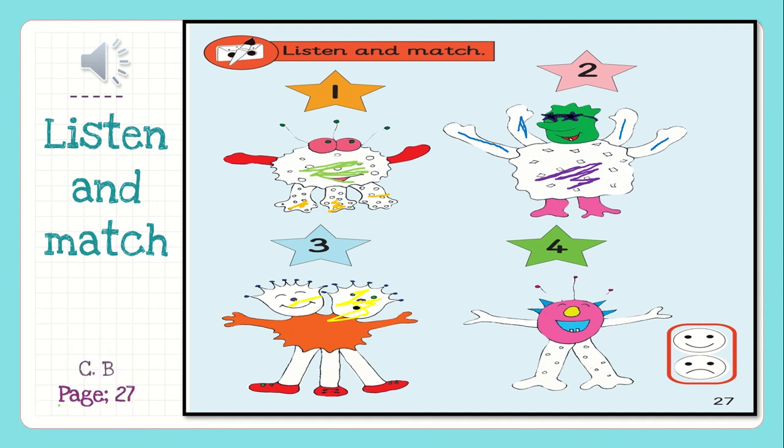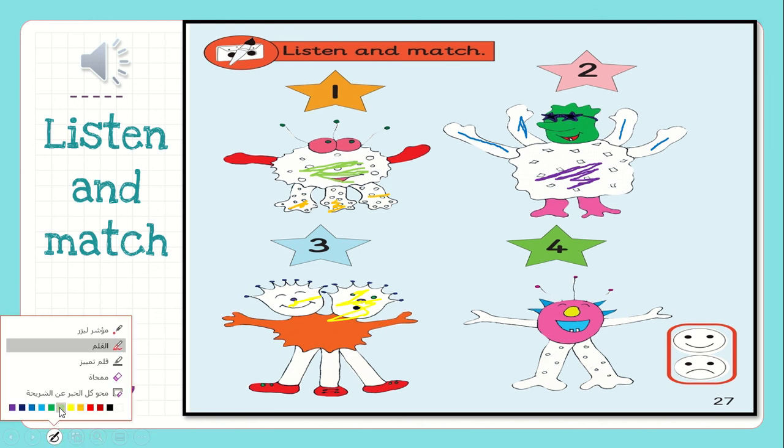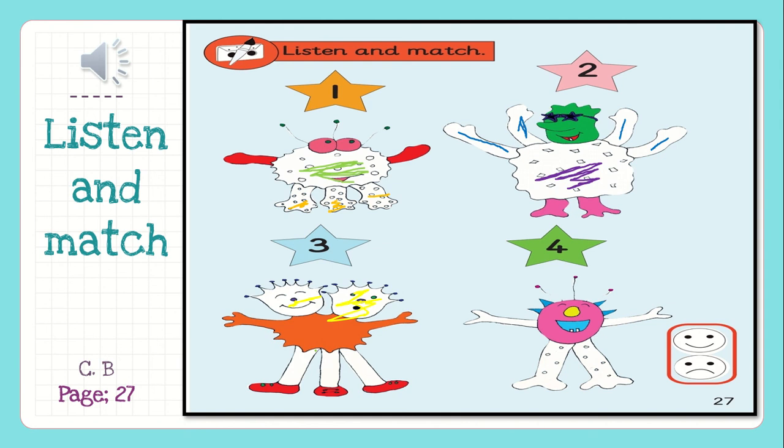Okay, so he said 2 yellow heads. Okay, and 3 green legs. So here we will color this with green. Okay, my students? Now listen to the last one.